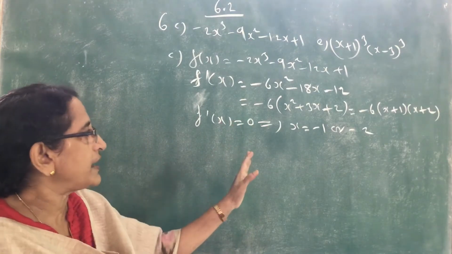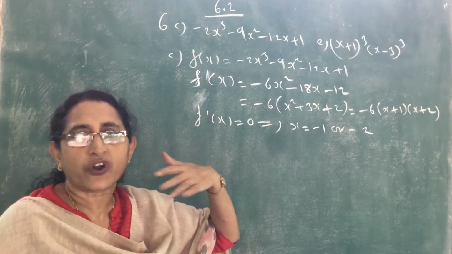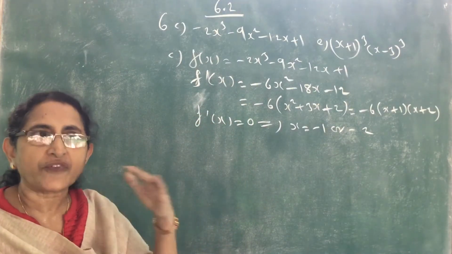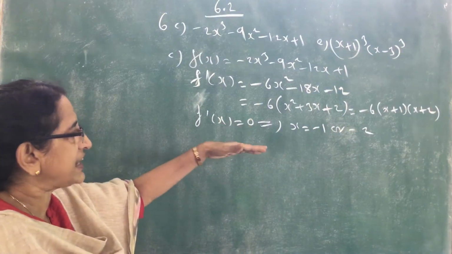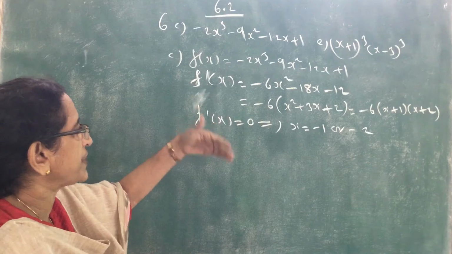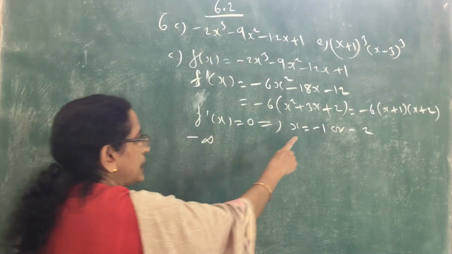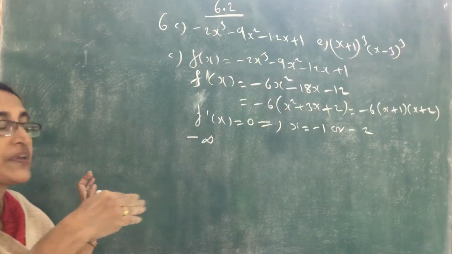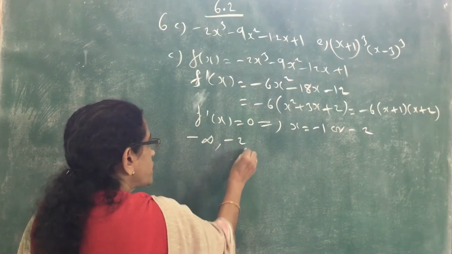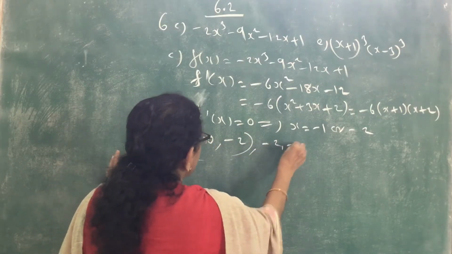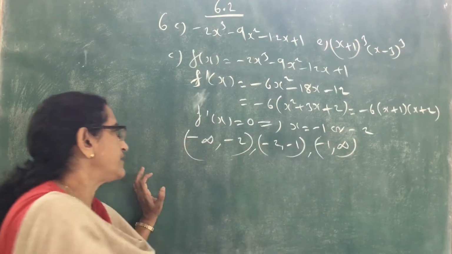So we got two values, and this is a polynomial function, so the domain is the set of all real numbers. We have to divide the set of real numbers at these 2 points, splitting the interval into different parts. We have to write in the increasing order. What are the intervals we get? Minus infinity to minus 2, then minus 2 to minus 1, then minus 1 to infinity. These are the intervals we have to consider.